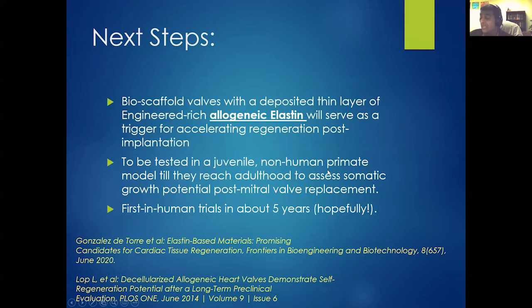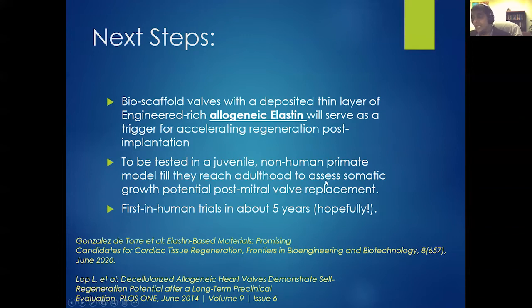And we're going to try to return to the baboons and look at its ability to serve as a mitral valve replacement in juvenile baboons until they reach adulthood, which in the case of baboons is 60 months. So basically we could study child to adulthood in a matter of 3 to 4 years in a baboon model. And of course, in humans, it's 18 years.